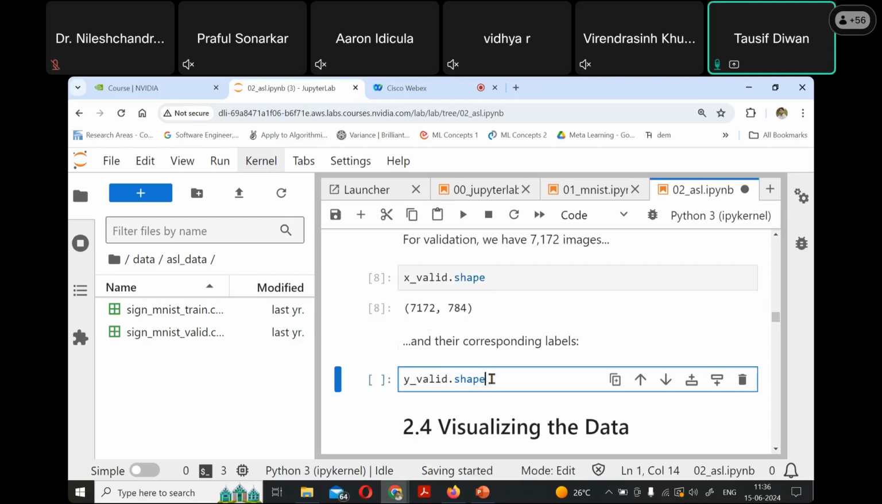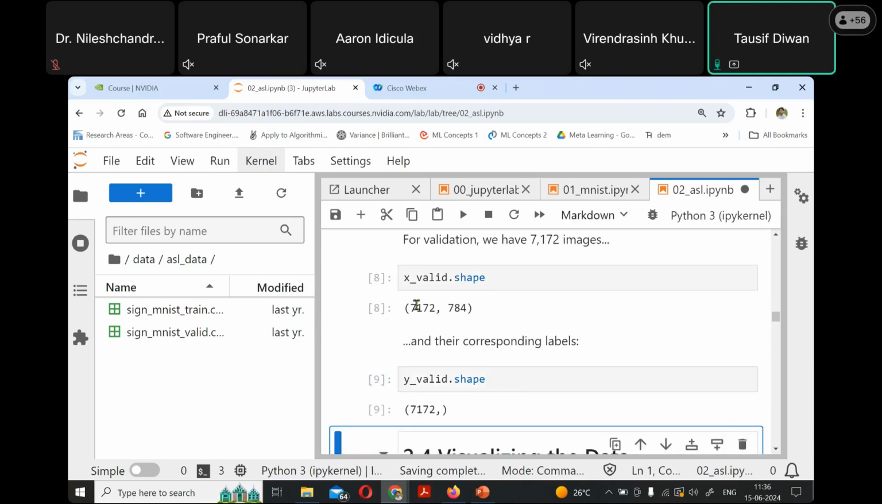This is validation and these are labels. So 7,172 validation images and 7,172 validation labels are there. Fine.